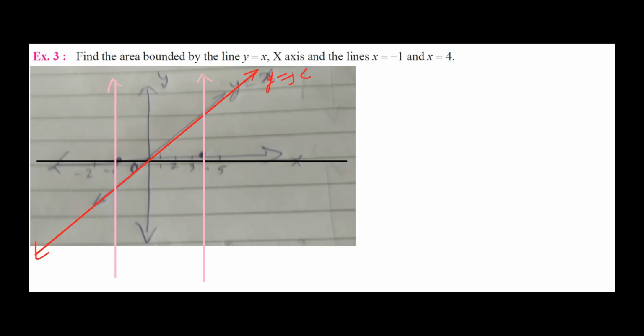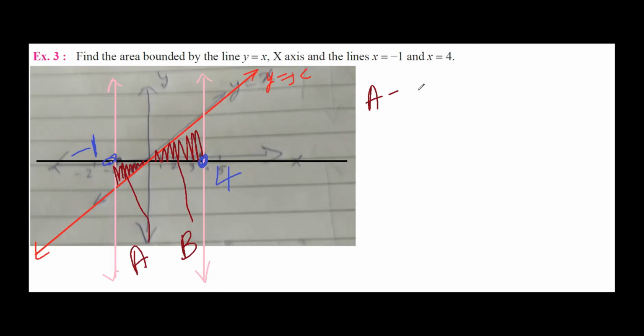This is the line, and this particular coordinate is your -1, and this particular coordinate is your 4. You need to find the area bounded by these lines. So you need to find this area, and you need to find this area. How are you going to find it? I will call this area A, and I will call this area B.